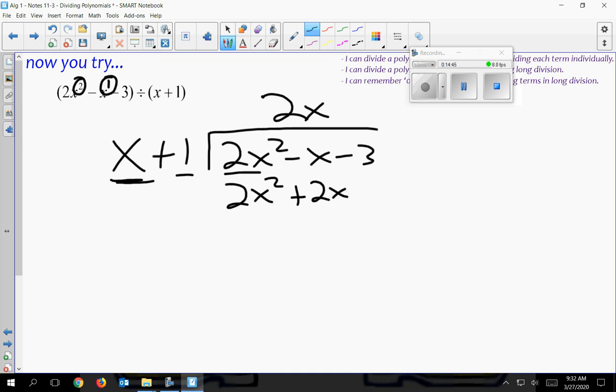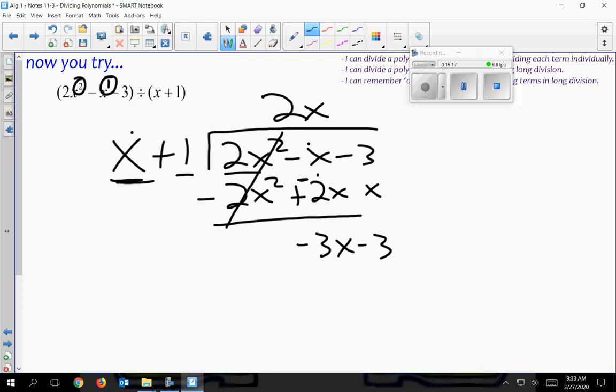Okay? I want to now subtract that. I'm distributing a negative sign, or a subtraction sign, to everything on this line. And then the 2x squareds cancel each other out. Negative 1x minus 2x gives me negative 3x. Okay, bring down the 3, and it will be a negative 3. Bring the sign with it, and now I repeat my step.